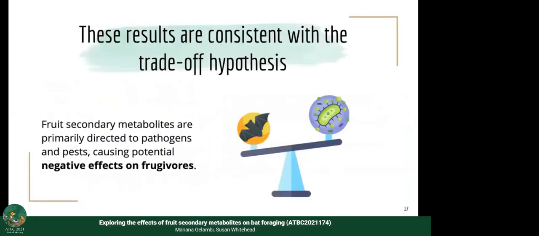So these results are consistent with the trade-off hypothesis, which states that fruit secondary metabolites are primarily directed at pathogens and pests. So they protect the fruit. However, it has an ecological cost, and that is that they have a potential negative effect on frugivores.